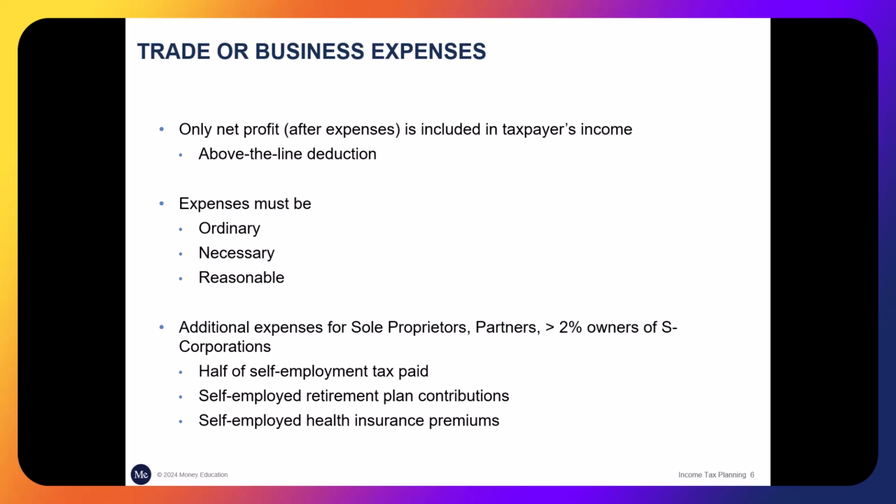So additional expenses for sole proprietors, partners, and more than 2% owners of S Corps are half of self-employment tax, self-employed retirement plan contributions, and self-employed health insurance premiums. We will talk more about some of these in chapters 7 and 17.